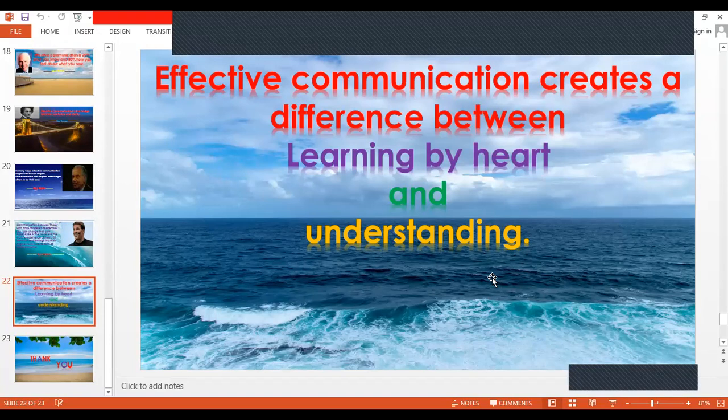So we have to motivate the children to understand the topic. And how will they understand? If we communicate with them effectively. Because the topic which the children understand will remain with them for the whole life. It is like the table of two. If they want to forget it, they can't, because understanding is very important.